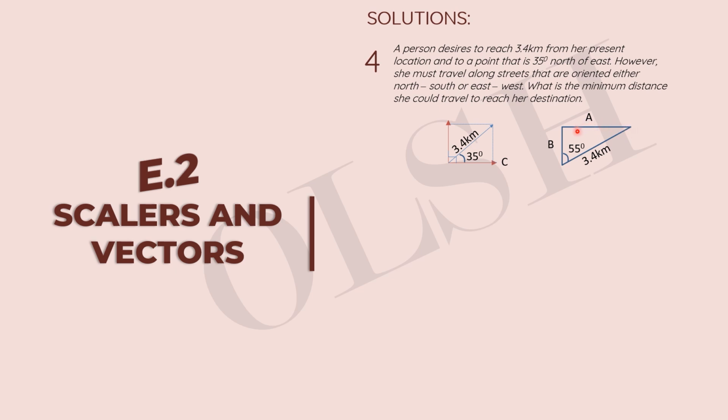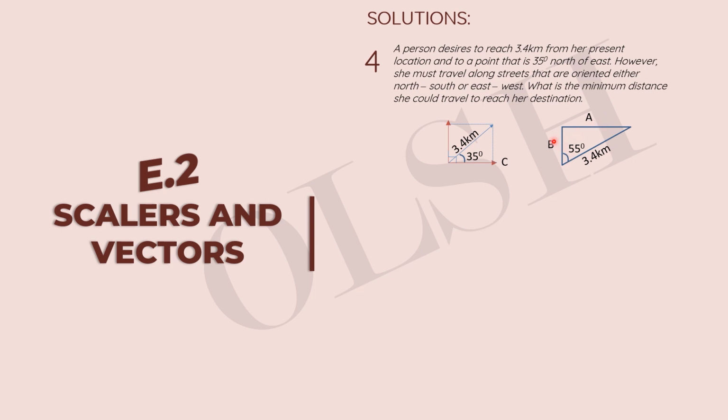What they're asking us to find is this distance BA or AB, right? Because that's the minimum distance she will travel if she has to go through streets that are oriented this way. Fine, so now we understand that. How do we find A and B? Remember, we took the top side of this triangle, so instead of working with 35 degrees, we have to subtract 35 degrees from 90 degrees to get 55. Okay, so we're working with 55 degrees here.